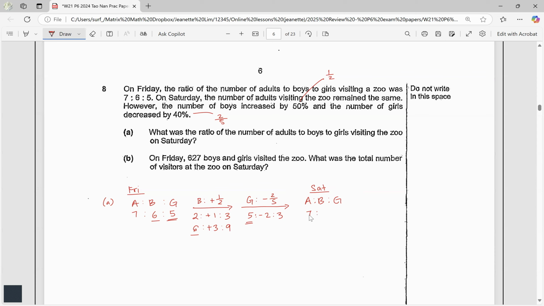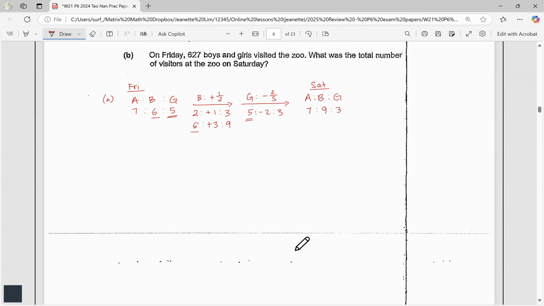Then the boys in the end, I'll take it from here. This is in the end, boys after. So 9 units. And the girls after would be this last number here, 3 units. So what's the ratio of A to B to G on Saturday? This is my answer for part A. Okay, 7 to 9 to 3.